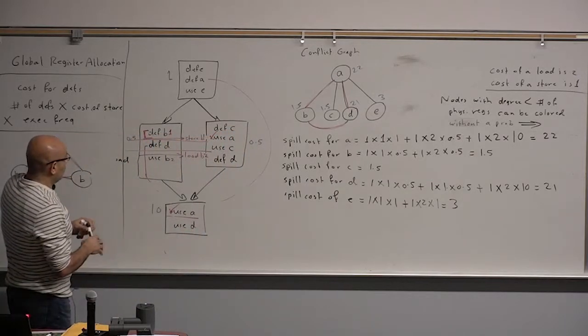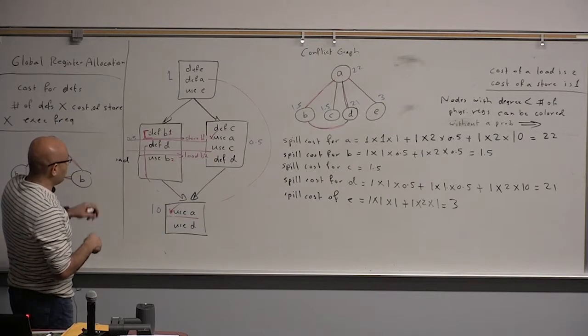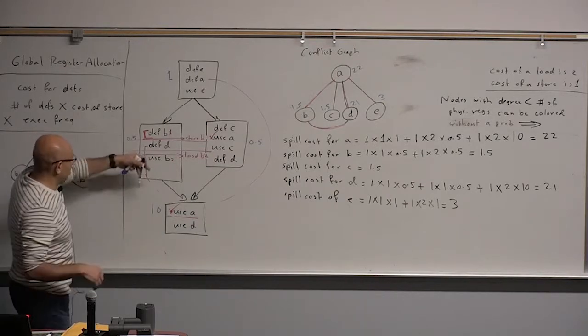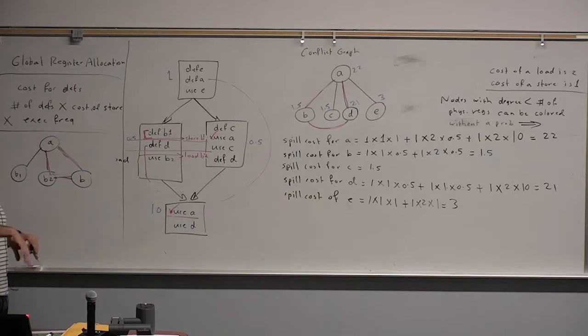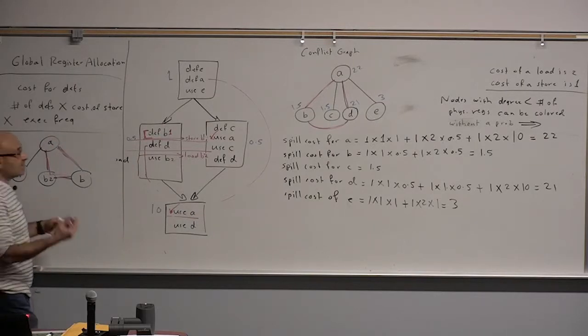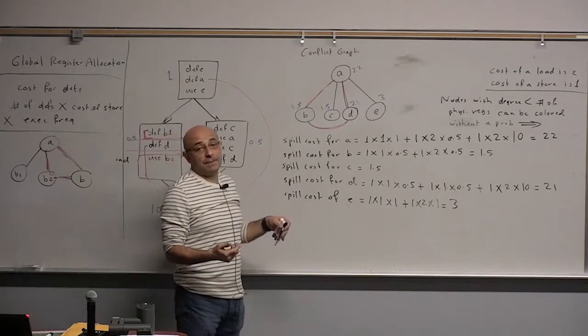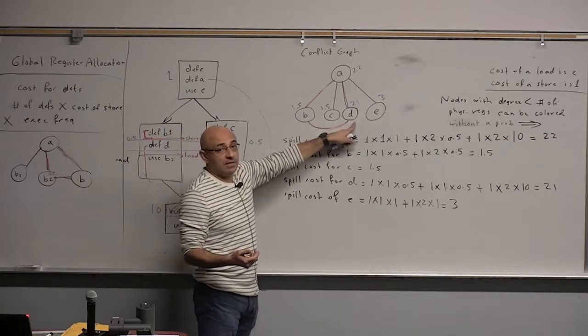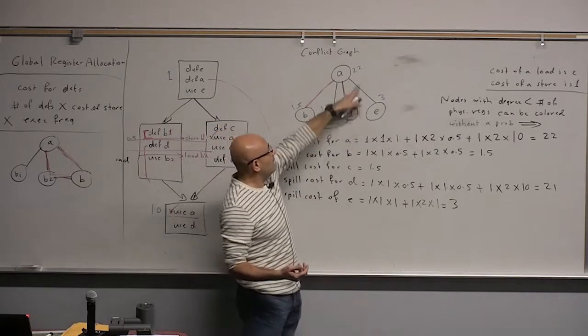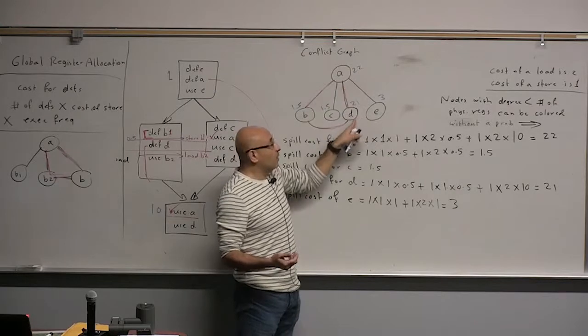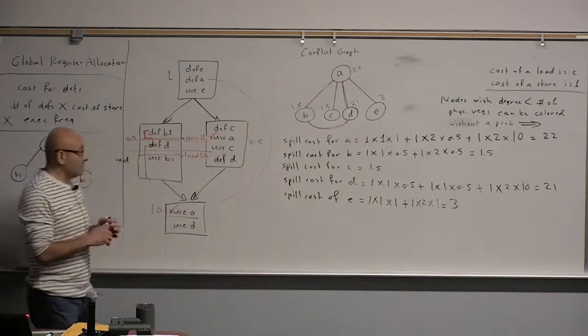All right. So spilling B did not help. So we will go to the next cheapest. The next cheapest is going to be D, right? So D is 21, and this is 22. So we will go to D. We will consider spilling D.